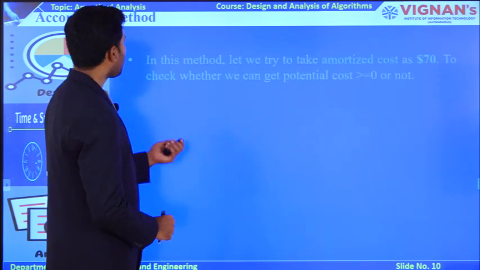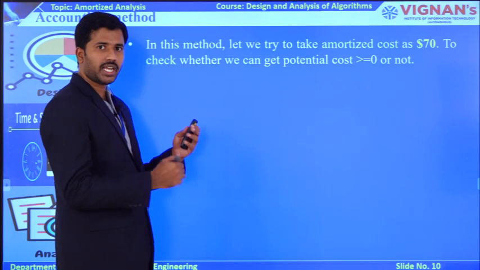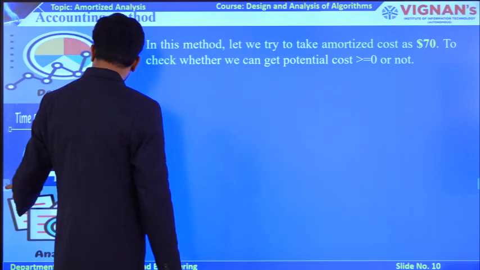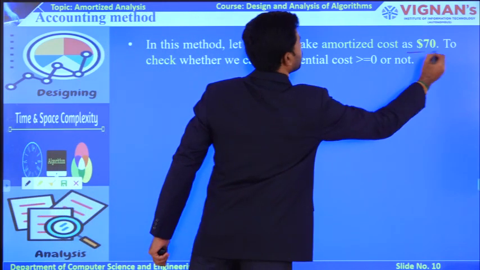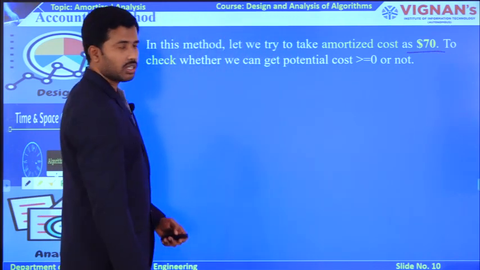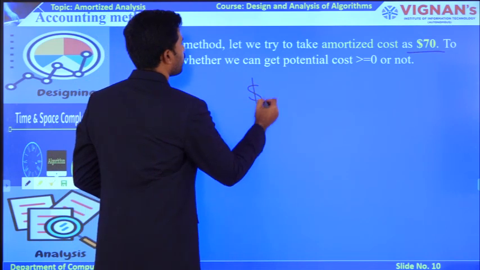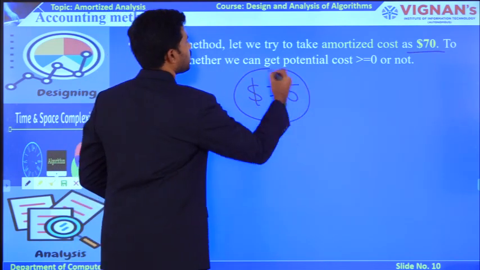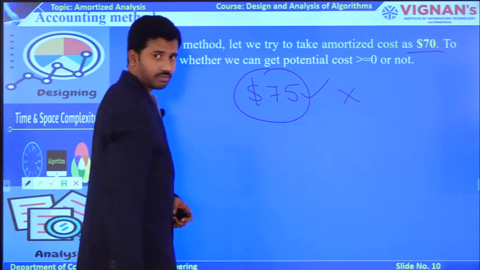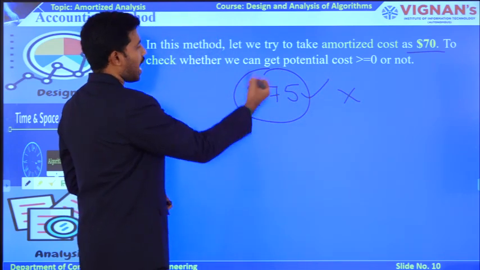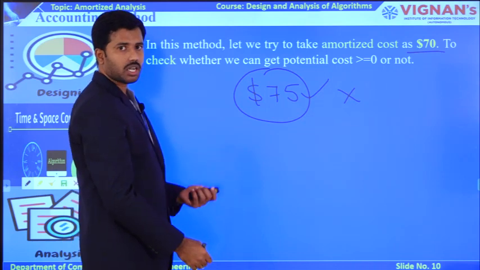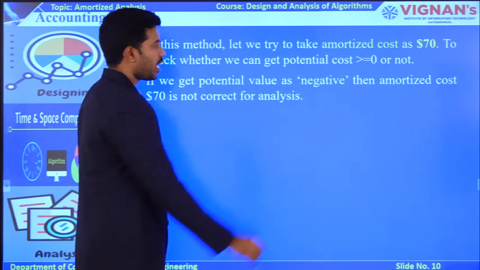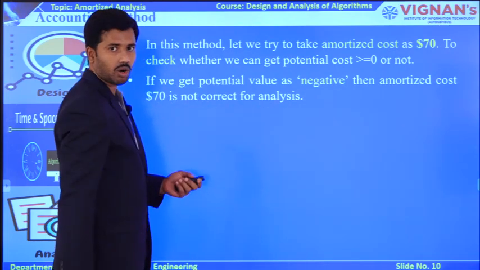Now here I am assuming that instead of applying the mathematical analysis to get the amortized cost, I am taking an amortized cost randomly, simply $70. With the aggregate method, I got an amortized cost of 75. Now I am going to verify whether this answer is correct or not. That's why I have randomly taken an amortized cost value which is less than 75, so I am taking 70. If I get a negative value, ultimately my analysis is not correct.